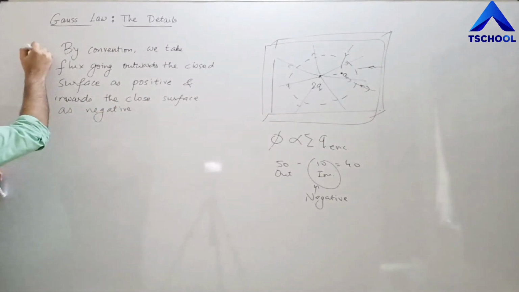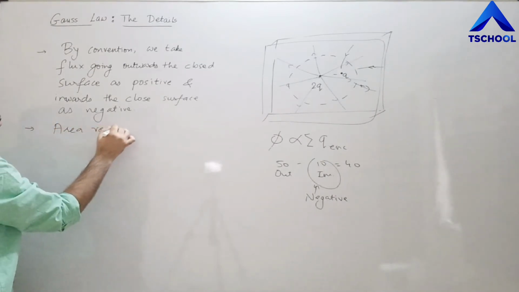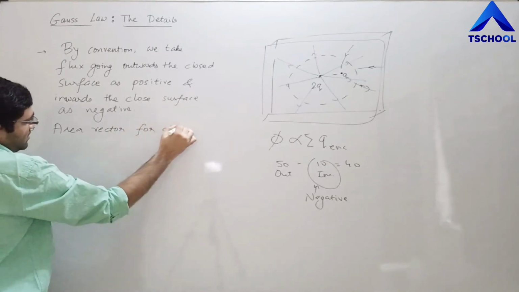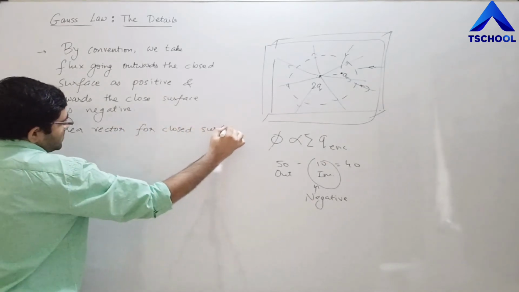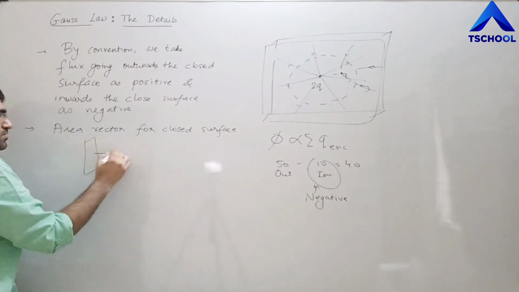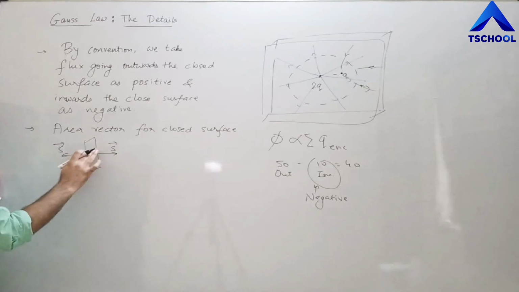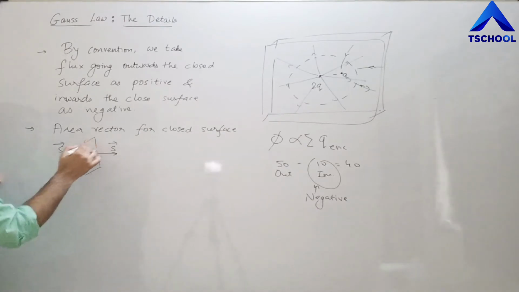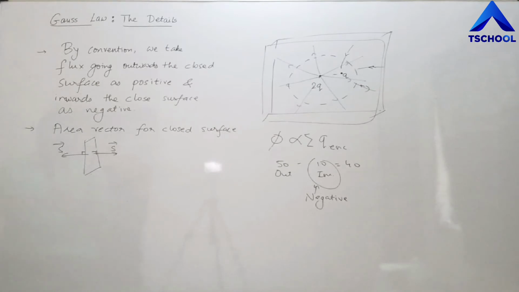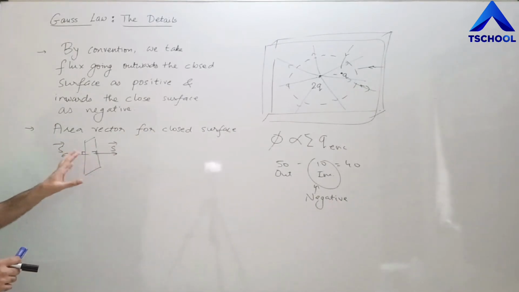Along with this, you should remember how we take the area vector for a closed surface. With open surfaces, there is a possibility of confusion. Suppose there is a rectangle like this, then you take the area vector in this direction or the opposite one, because both are normal to the surface. So which one shall you take? Well, by using this convention that the outward flux is taken as positive and the inward flux as negative, we can get rid of this confusion. Let me tell you how.